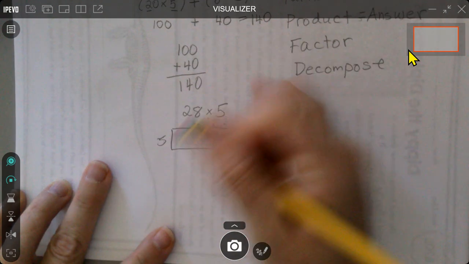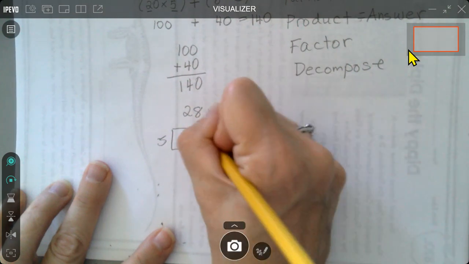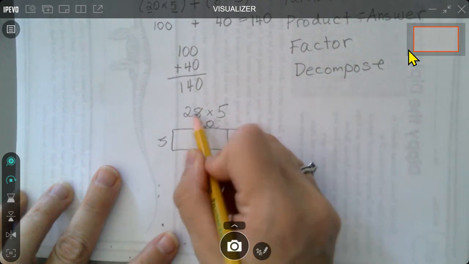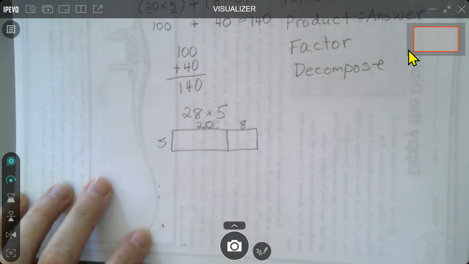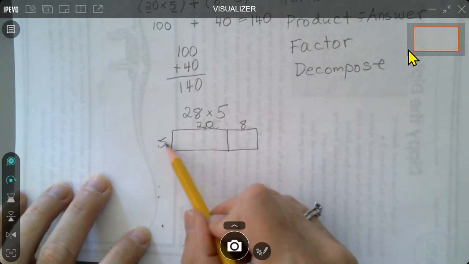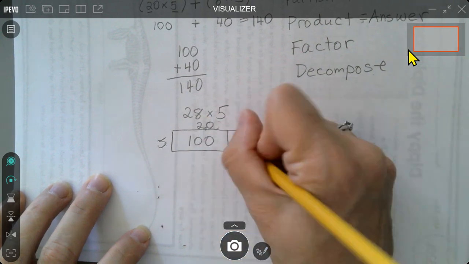we break this apart and we say, ooh, this first part would be 20. And this next part, if we're breaking 28, is going to be 8. And now we think, oh, let's do our multiplication of each part. 5 times 20, 100. 5 times 8, 40.